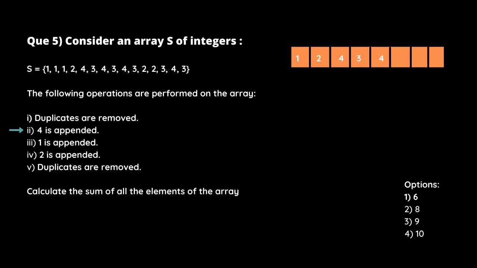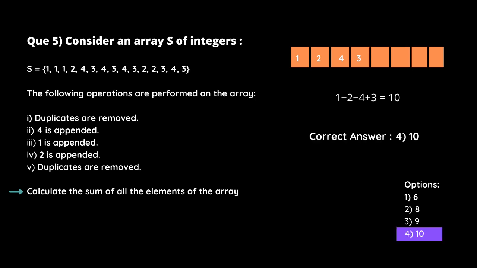Now if we move to the next operation, which is 4 is appended, that means 4 will be added to this array. So this array will now become like this. Now after this we have 1 is appended. This is the third operation. Now 1 will be added to this array. Now after this 2 is appended, so 2 will also be added to this array. Once we reach the fifth operation, duplicates are removed, which means all the duplicates are again removed. So our array will now contain 1, 2, 4 and 3. Now we have to calculate the sum of all the elements present in the array. So 1 plus 2 plus 4 plus 3 will become 10. So the correct answer is 10.